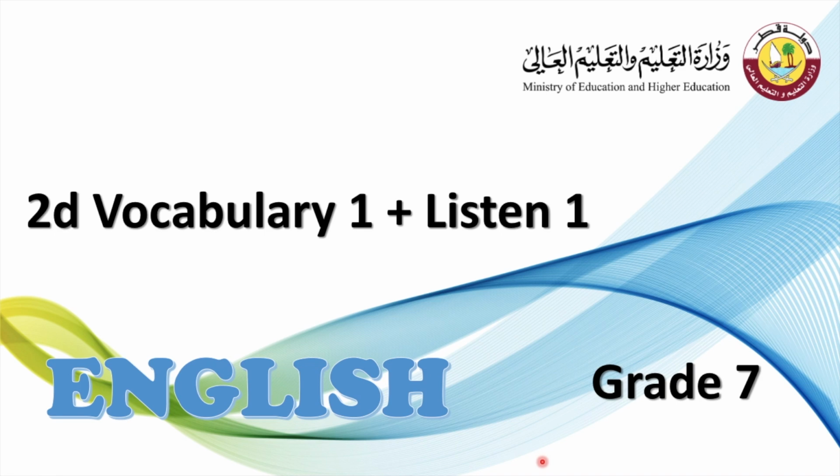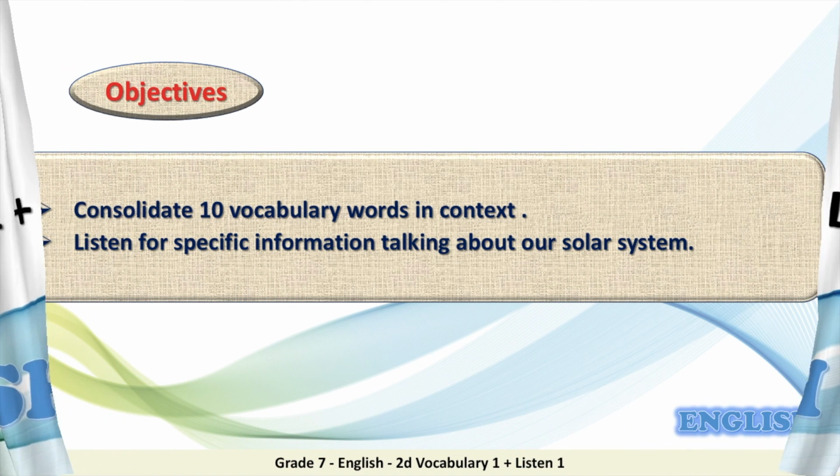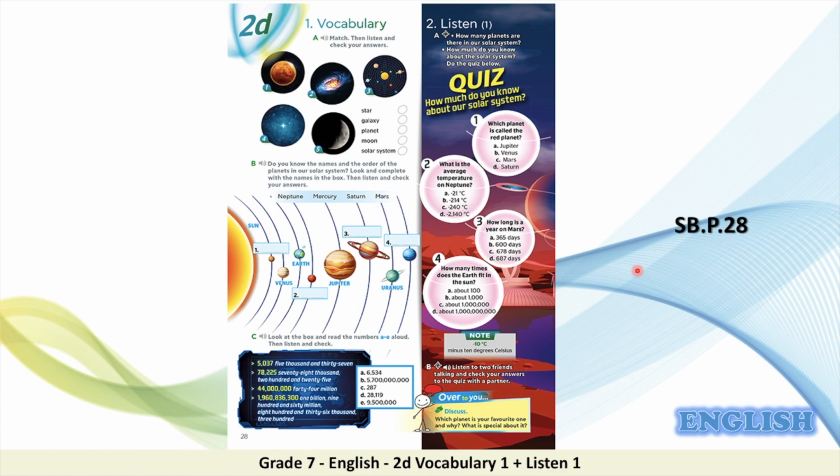Welcome to a new lesson entitled 2D Vocabulary 1 plus Lesson 1. Today, we have two main learning objectives, which are to consolidate 10 vocabulary words in context and to listen for specific information talking about our solar system. Kindly open your student books, page 28.